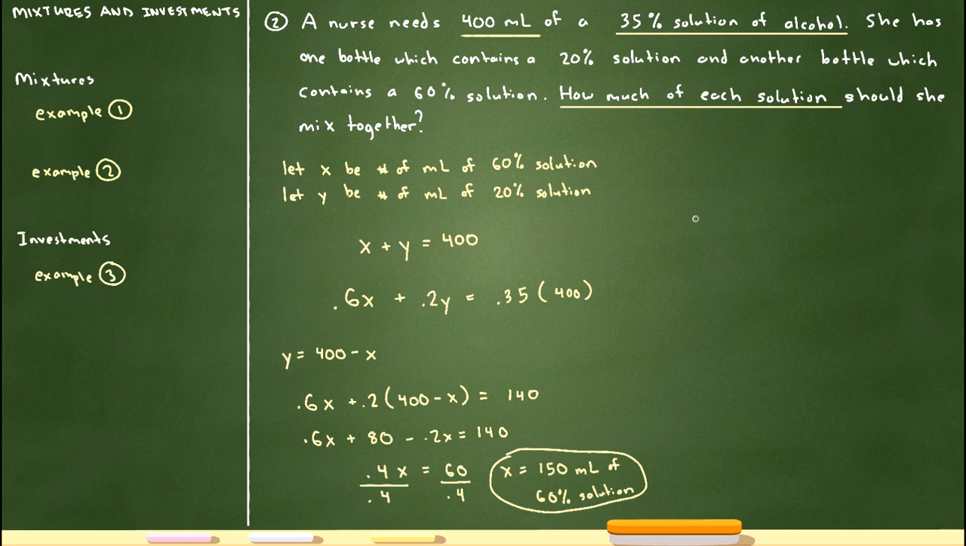We have this nice easy equation. We know x plus y is 400, and I just found x to be 150. So instead of writing x, I'm going to fill in the 150 and then solve for y. We just subtract 150 from both sides, and we obtain y is equal to 250 milliliters of the 20% solution.